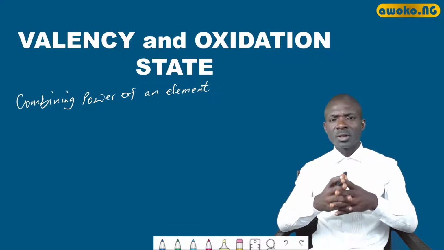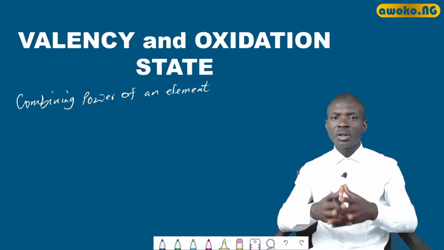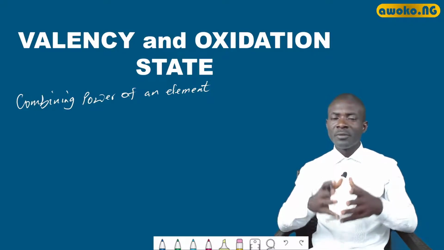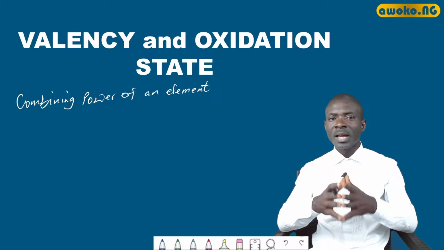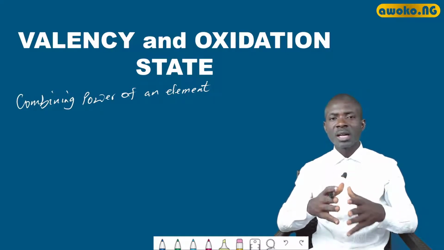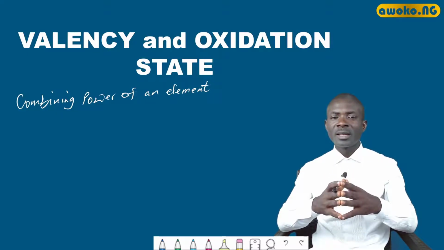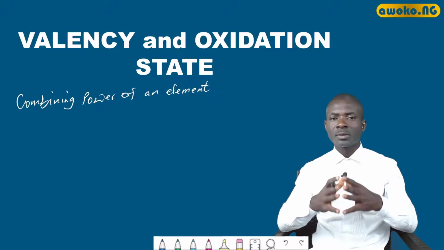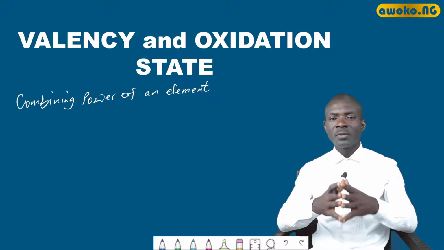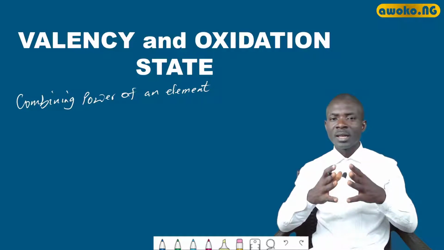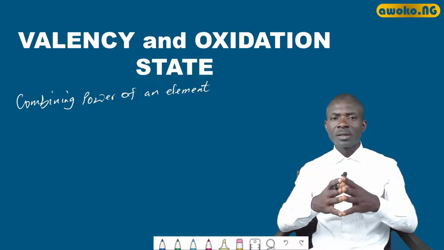What about oxidation state? Oxidation state or oxidation number has to do with the valency of the element or the atom plus the charge on the atom. Of course, metals have positive oxidation state, while non-metals have negative oxidation state. When we say positive oxidation state, we are talking about the cations, while the negative oxidation state has to do with what? The anions.